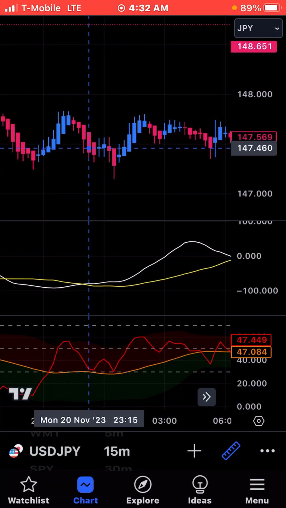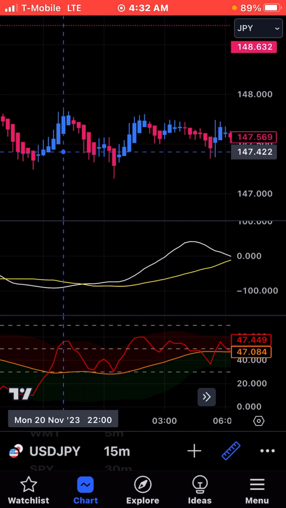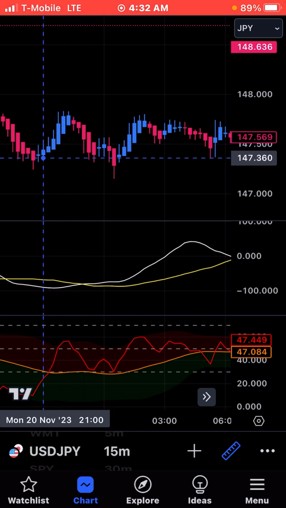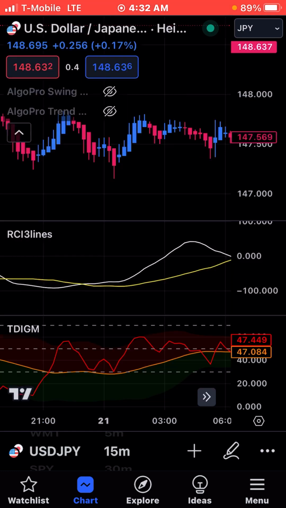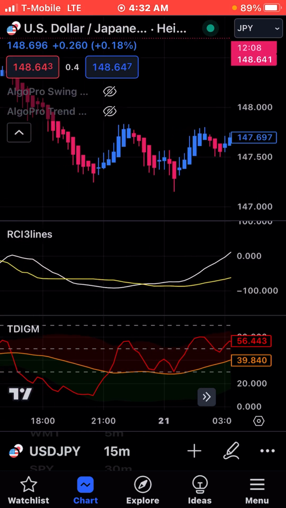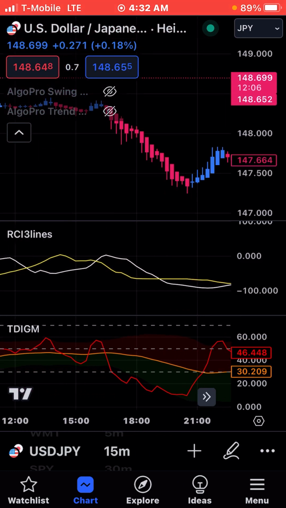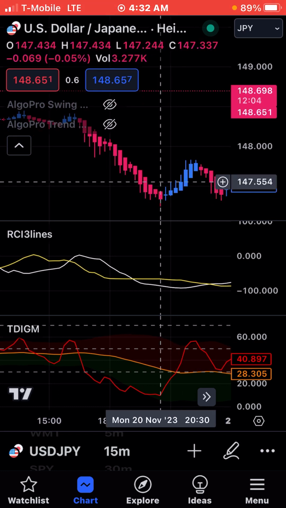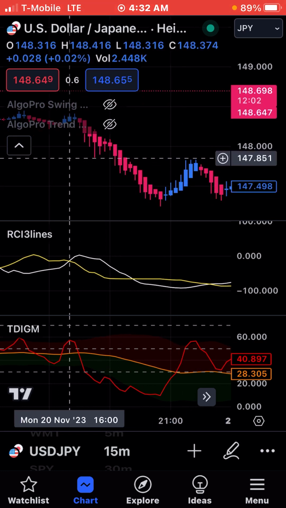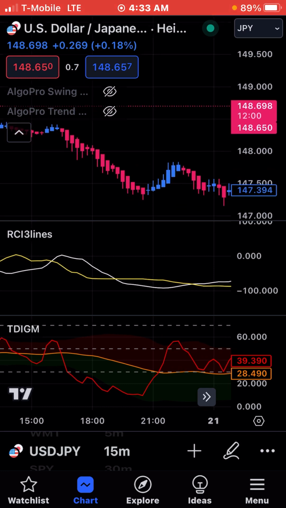So we see it crossing here, and then we see it crossing here. This is too late for me, so I wouldn't do this trade. They have to be crossing pretty close to each other. So right here, here's an example of where it doesn't work.